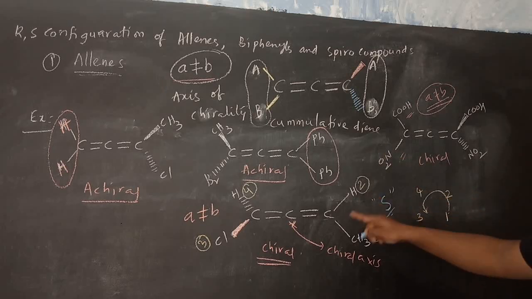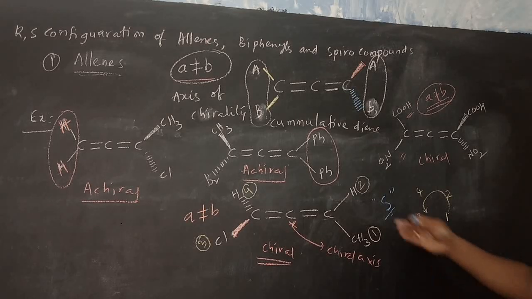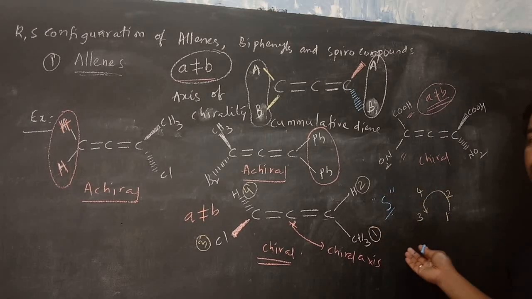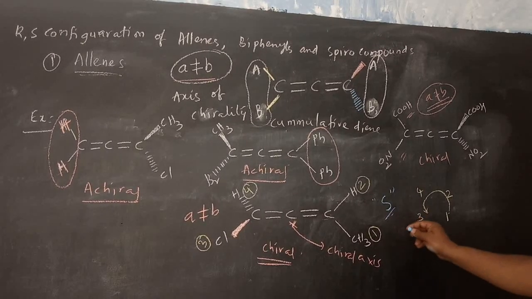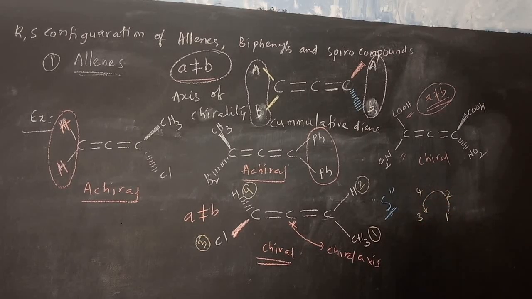We can also write its L isomer, that is, its mirror image. If this isomer is S, then its mirror image configuration will be R, the reverse of this configuration. So this is S configuration. This is the simple way to assign.